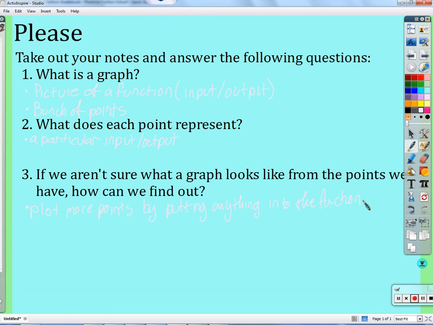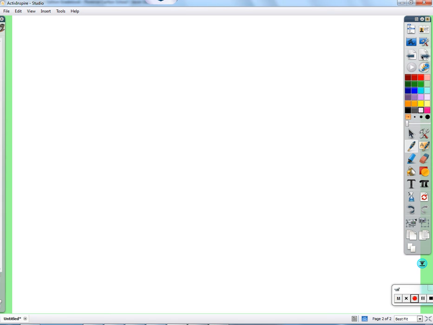Okay. So to do that, let's start with functions like y equals 4 plus x plus 7. So I want you to do these separately. Do that one, then do one other one.